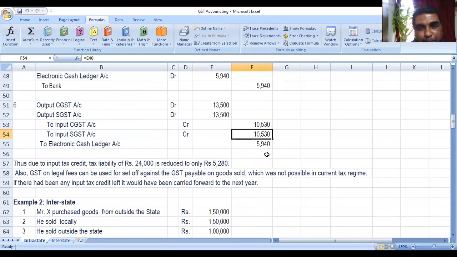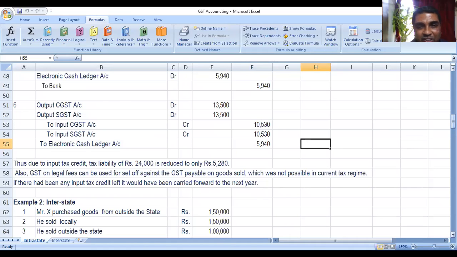What will I do? How can I pay? Through the electronic credit ledger. The electronic credit ledger already has a balance of 594, and 594 has been paid. Okay. Understood? Is it clear?